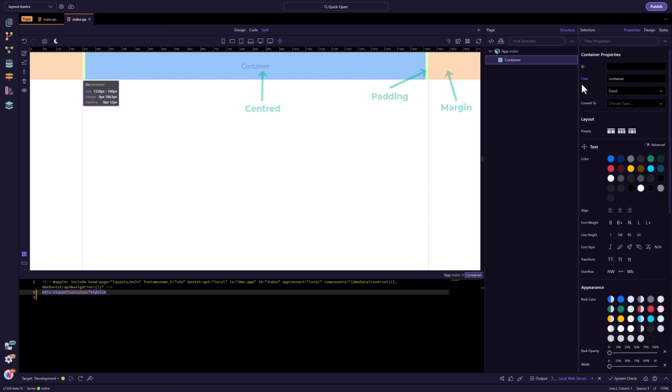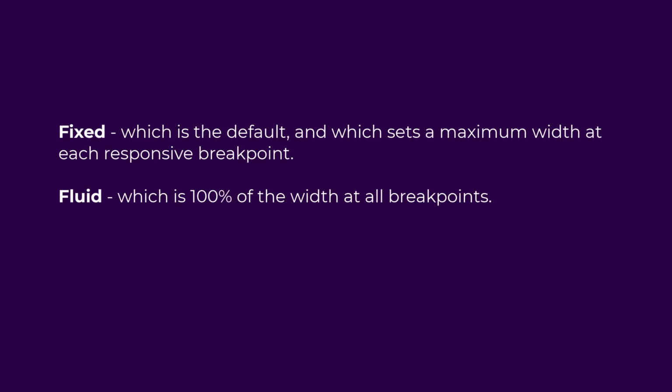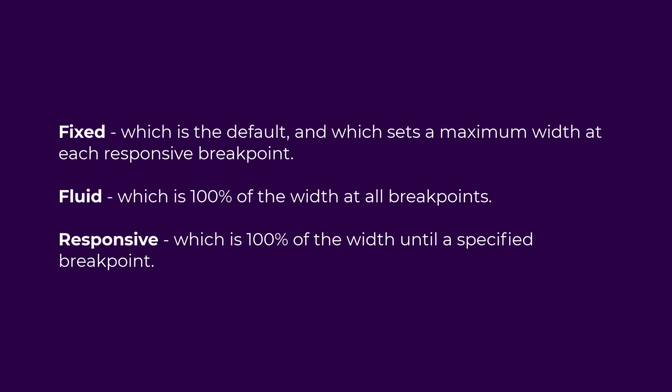Bootstrap comes with 3 different containers. Fixed, which is the default, and which sets a maximum width at each responsive breakpoint. Fluid, which is 100% of the width at all breakpoints. Responsive, which is 100% of the width until a specified breakpoint.